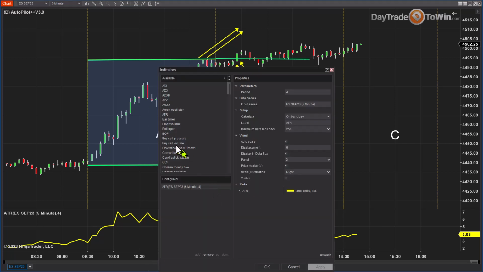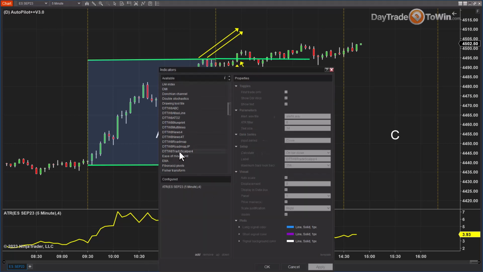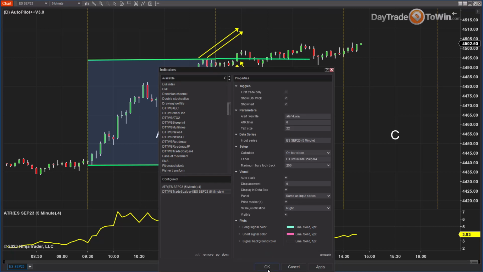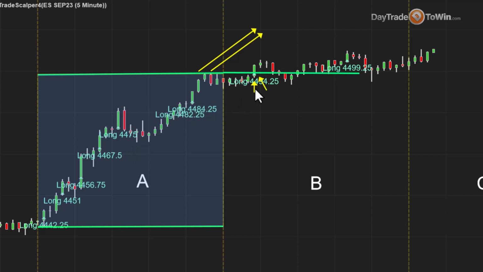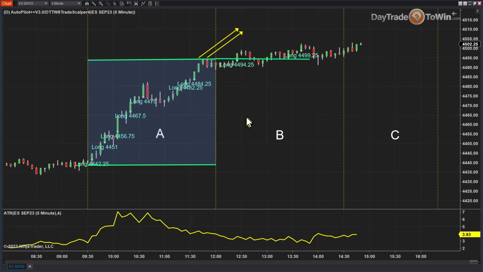So I'm going to add here the Trade Scalper software, very popular software, and here you can see that there are a lot of long signals, and lo and behold, there's also a long signal happening right as it breaks the high of the A part of the day. We have another long, and we have another long here as the B continues. So for me, if I'm taking a trade, I much rather have a situation where there's multiple methods telling me to be a buyer, in this case, or a seller if it was going the opposite direction. And here is a great example of that.